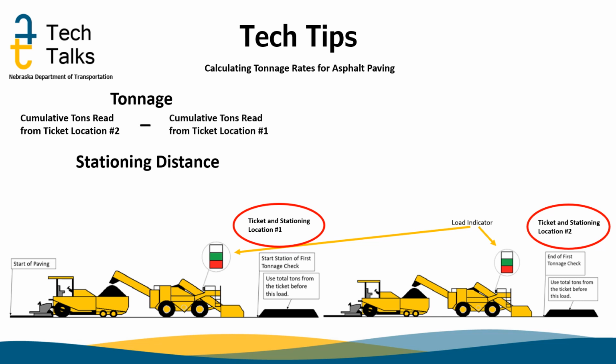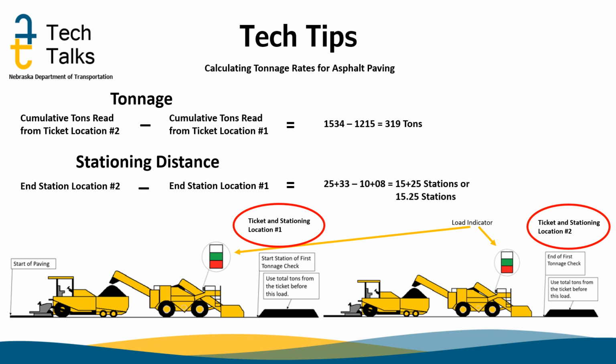1. For this example, let's just say it was 1,534 minus 1,215 tons to equal 319 tons. For the stationings, we subtract the beginning and end stationings. So let's just say 25 plus 33 minus 10 plus 08, or 25.33 minus 10.08. That equals 15.25 stations.